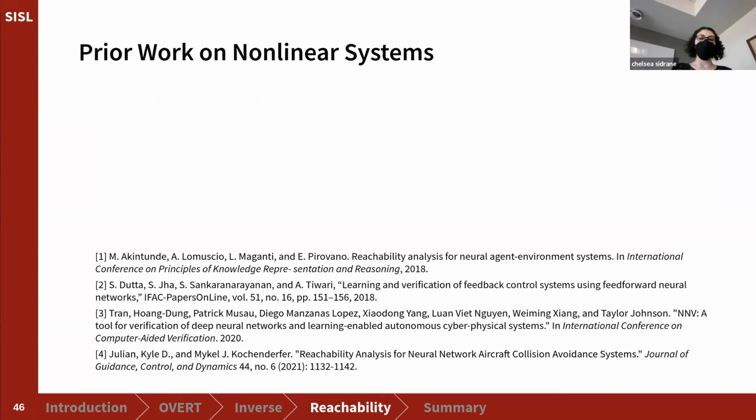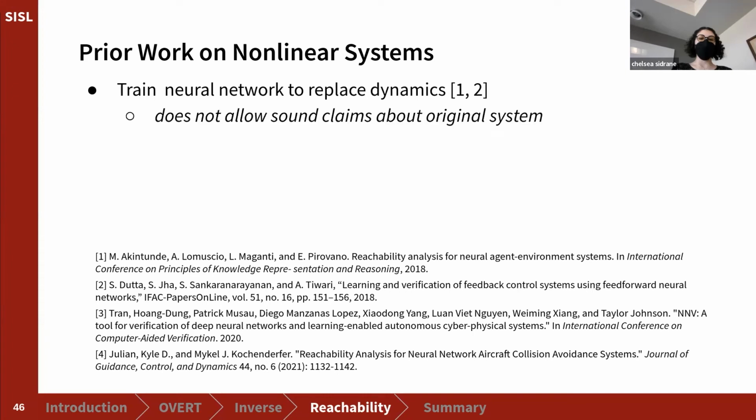Next, I'll talk about some work that's a little bit more closely related. That is, work on verifying ReLU neural network controllers for discrete time nonlinear systems. There's work that approximates nonlinear dynamics with a neural network. And if the approximation is neither an underapproximation nor an overapproximation, it doesn't allow sound claims about the original nonlinear dynamics.